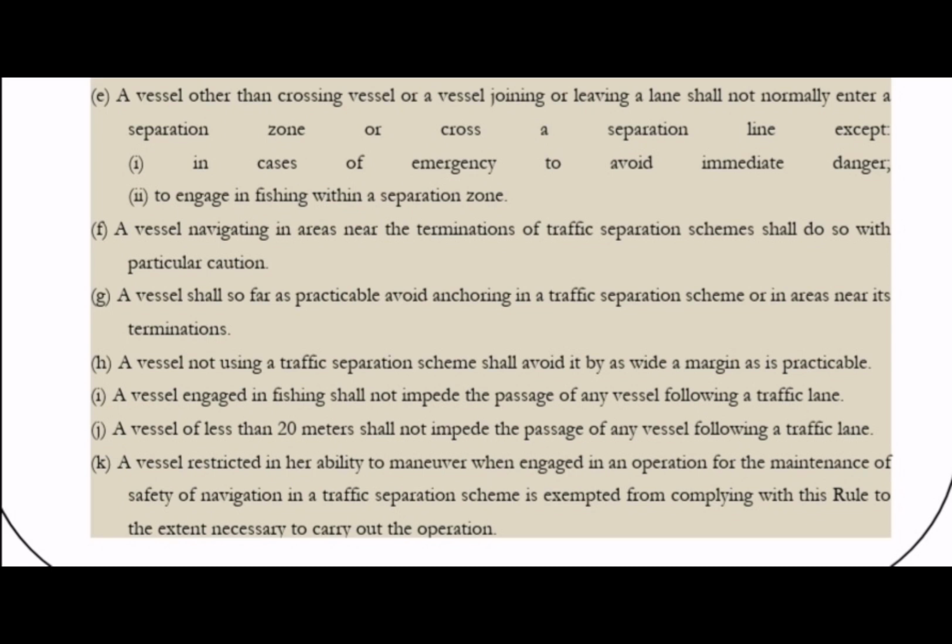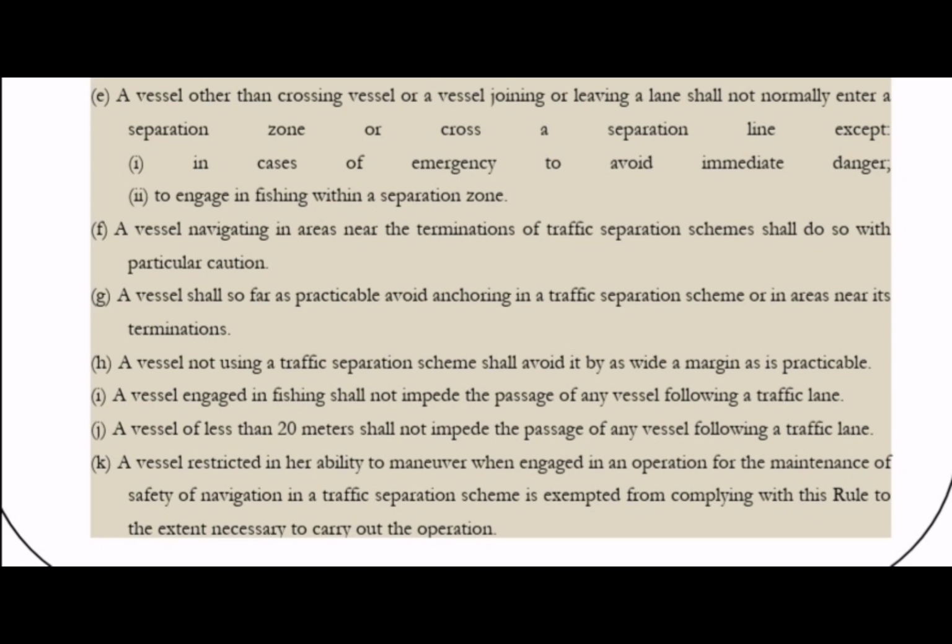So now the paragraph letter I. A vessel engaged in fishing shall not impede the passage of any vessel following a traffic lane. So this paragraph just makes sense, it tells that if you are a fishing vessel, you should not impede the traffic lane or the traffic separation scheme.